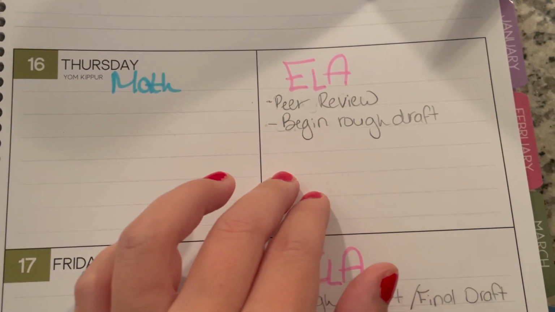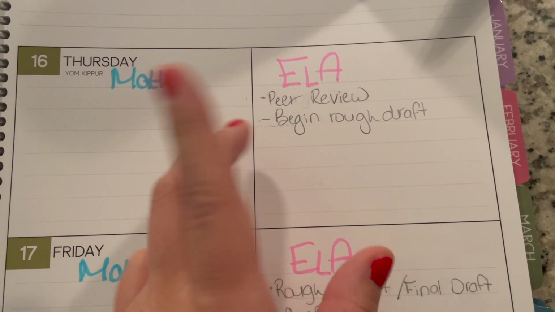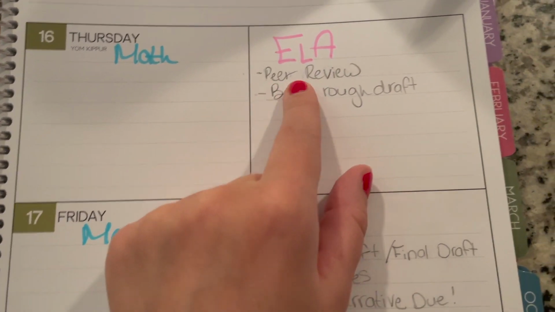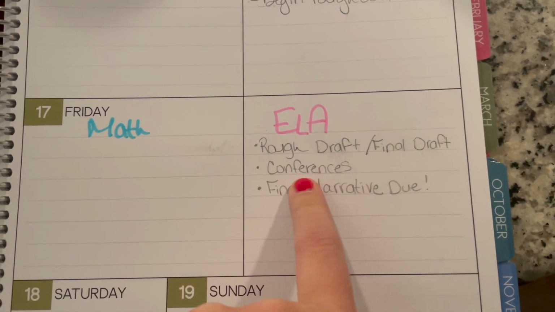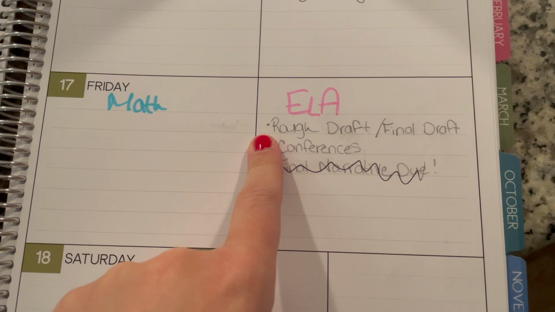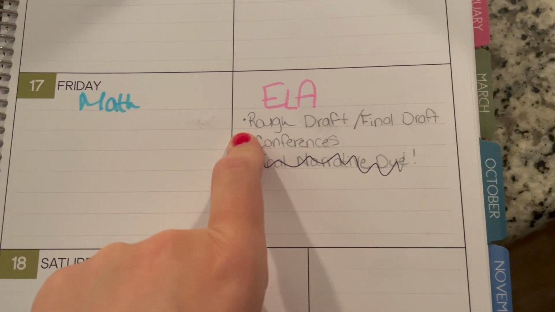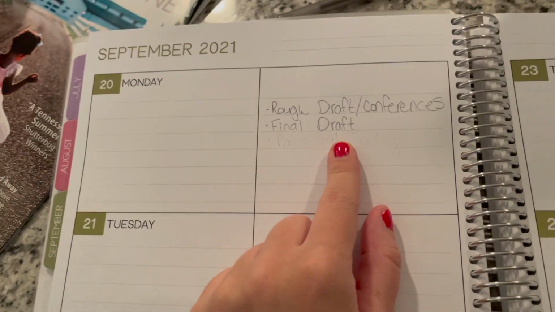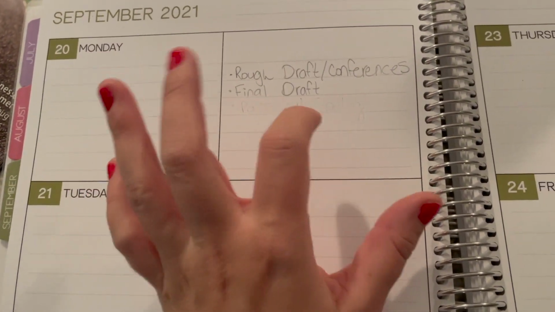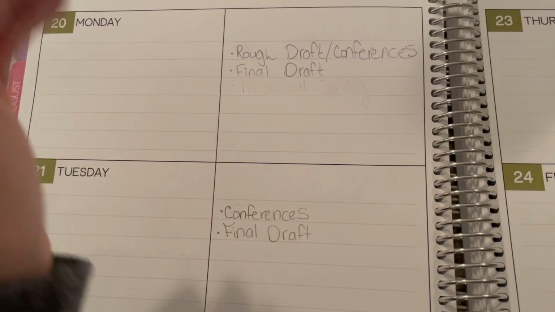We had them write their introduction paragraph, and then they switched it with a partner and did a peer review of that. And then on Friday, we did not get to conferences yet. We started our rough draft on Friday, and then I'm going to begin conferences where students will meet with me. And they will have a self-edit checklist before they meet with me, and they have to answer those questions.